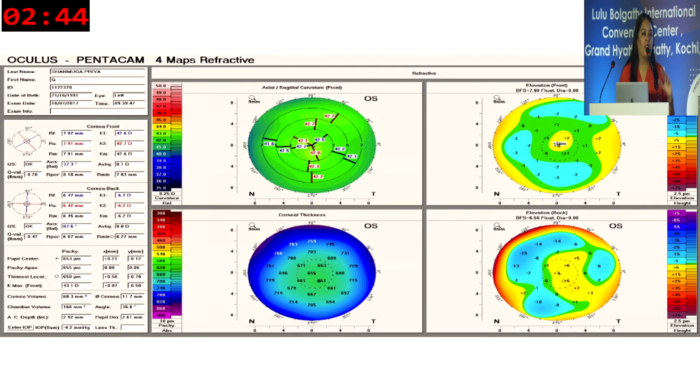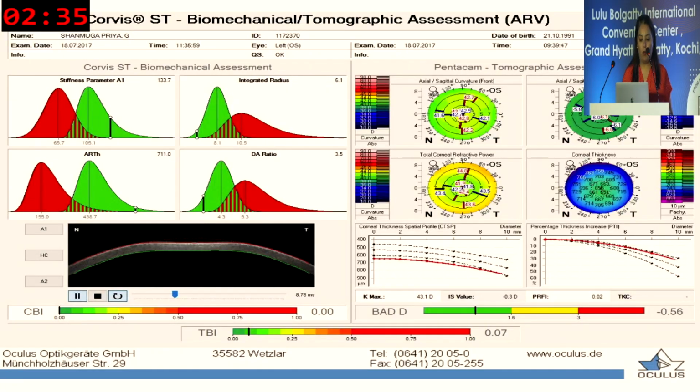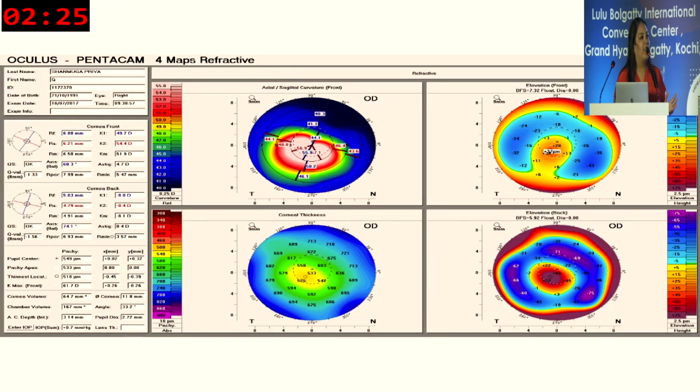Another relatively good-looking refractive display map, you see that the tomography is largely normal, and what's really great is that all the indices are also in the green zone. So I think it's a clear green signal to go ahead with the refractive surgery. However, the fellow eye of this patient has keratoconus.